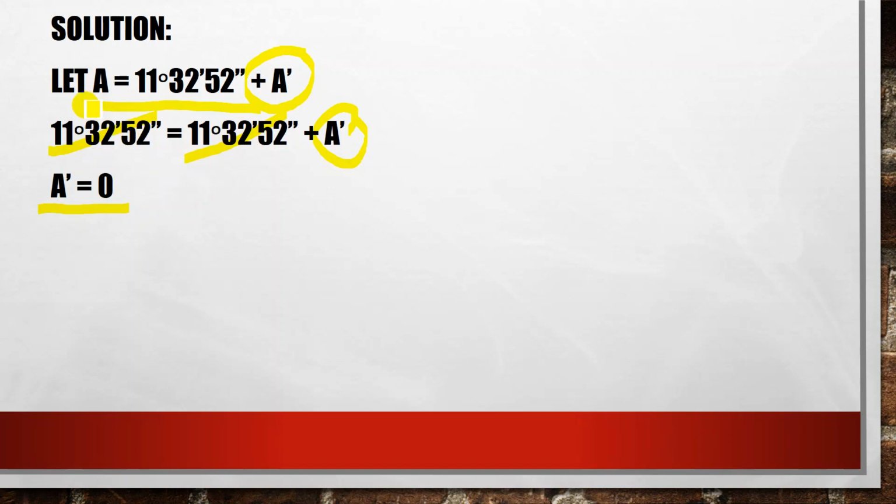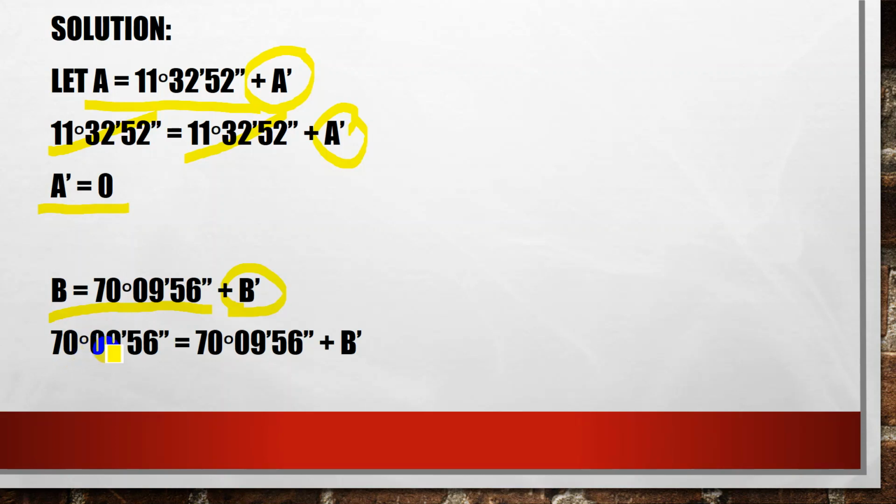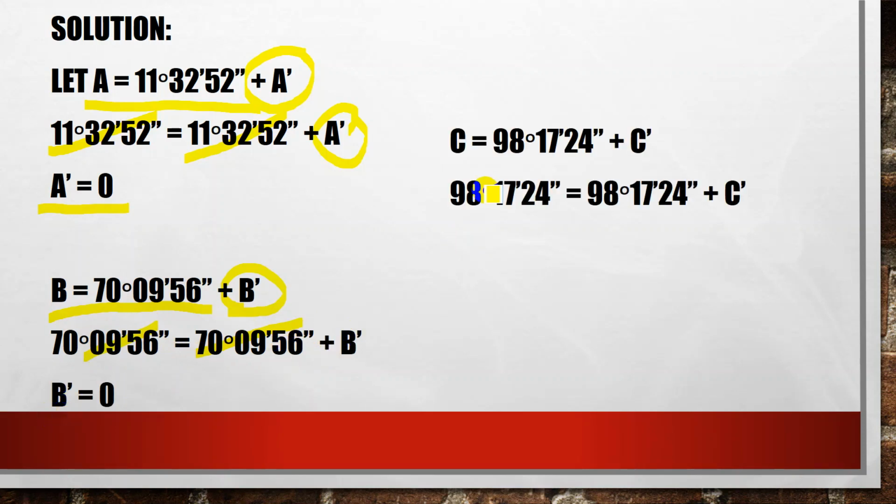So, again, yung value ni B is equal to his value plus error. Substitute the value of B. 70, 09, 56, 70, 09, 56, cancel. So, matitira na lang B prime, which is 0. So, ganun din po kay C. Cancel, cancel. So, ang ating A prime, B prime and C prime ay equal 0.